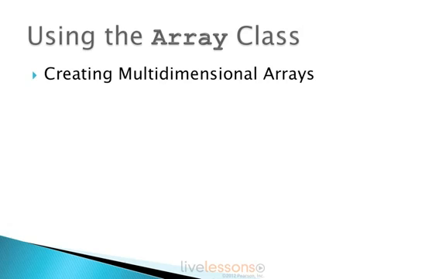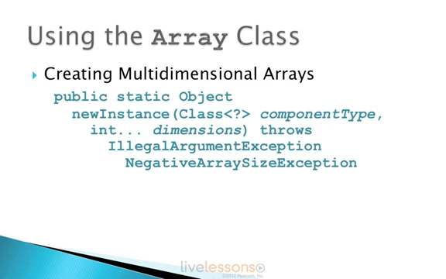Now, let's move on to multidimensional arrays. The Array class also has a method to create multidimensional arrays of any class type dynamically. This is done with this version of the newInstance method. The first argument to this static method is a class object representing the array component type. The second argument is a variable argument list for the number of dimensions. The return value is an object type for the generic array.